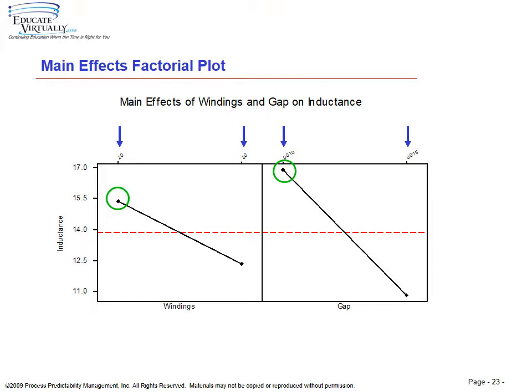Notice also that the slope of the lines are a little bit different. The gap distance is much more vertical than the windings. It's a stronger factor, and we've seen that in our Pareto analysis and also in our F statistics.